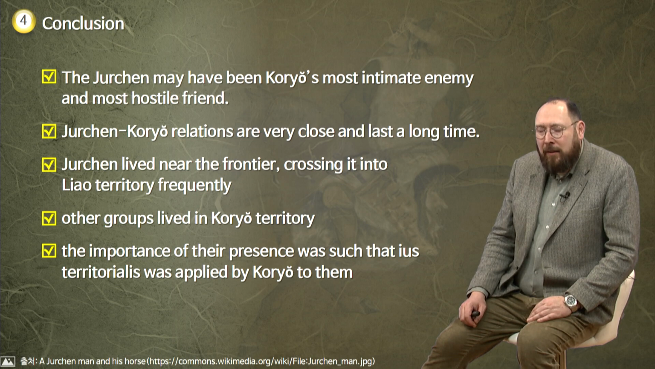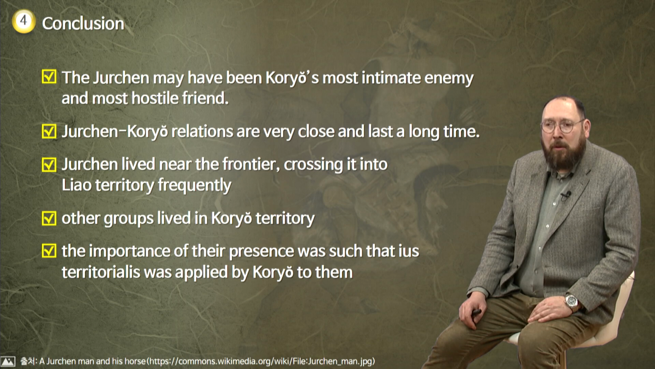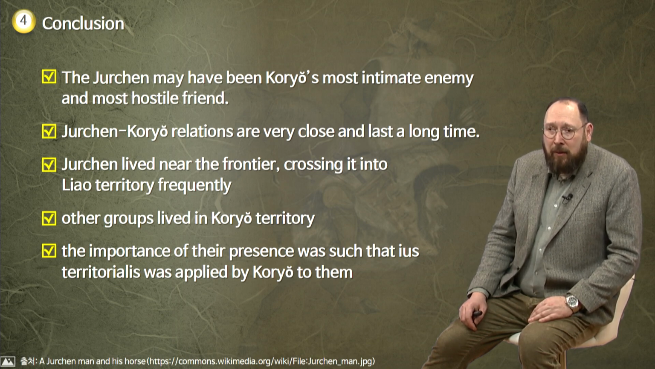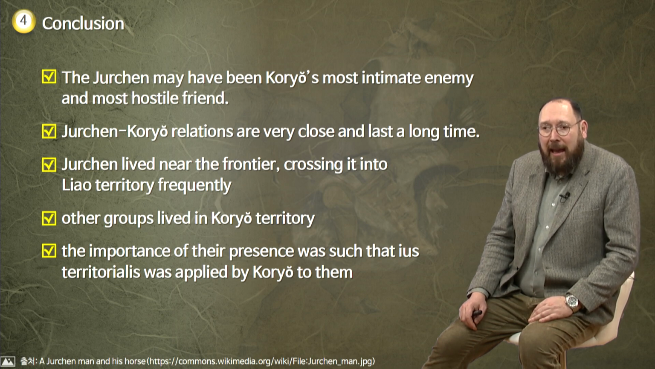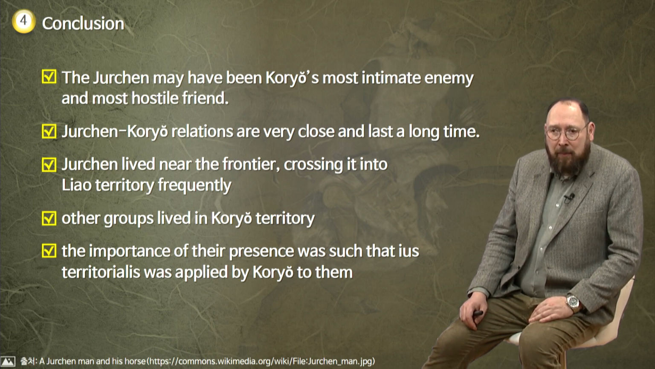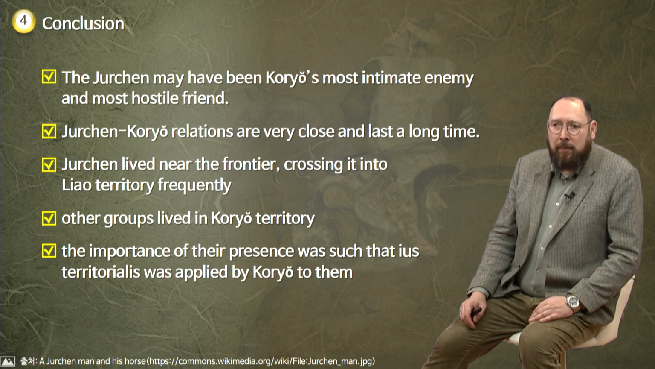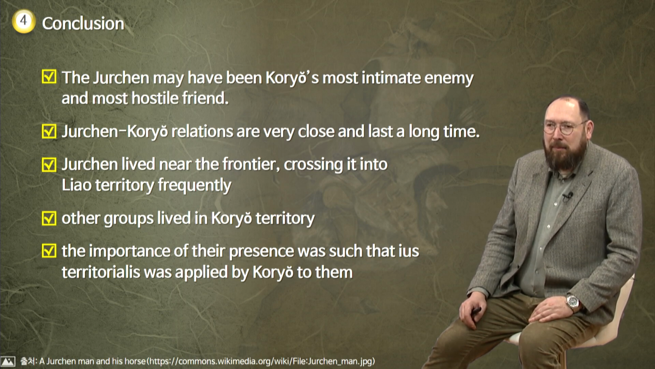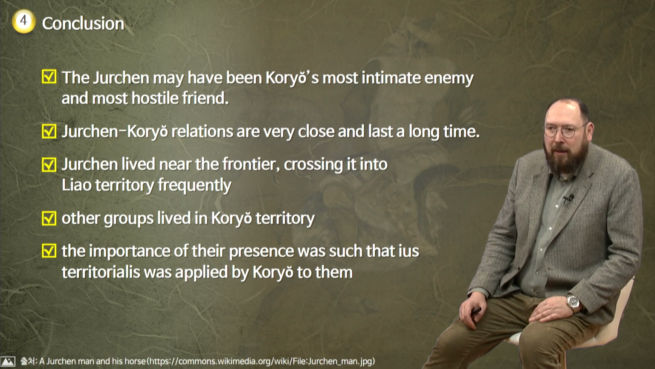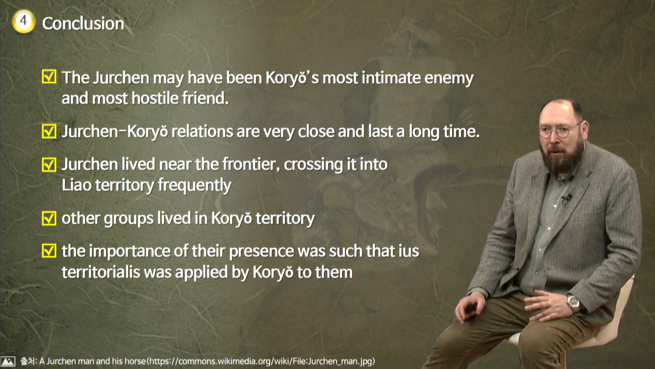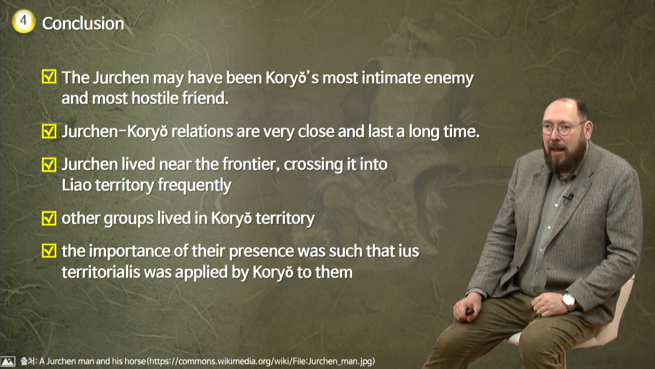And I like to sum it up like this. The Jurchen, in my estimation, were Koryo's most intimate enemy. They were Koryo's enemy at times, but they knew Koryo like they knew themselves, and Koryo knew them very well, and most hostile friend. They were at the same time friends. They were important for Koryo's trade relations, for its diplomatic relations, for the security of its border regions. But they weren't very easy friends to get along with, which is why I think the expression most intimate enemy and most hostile friend is fitting.